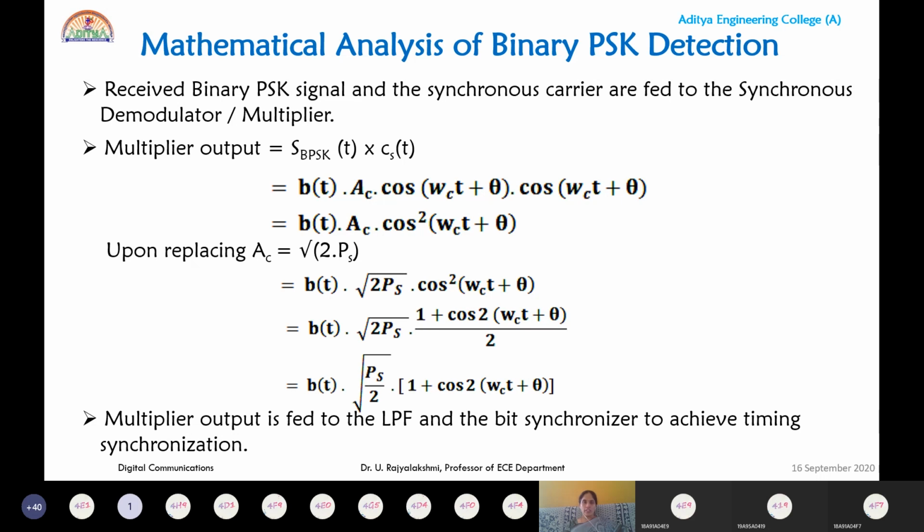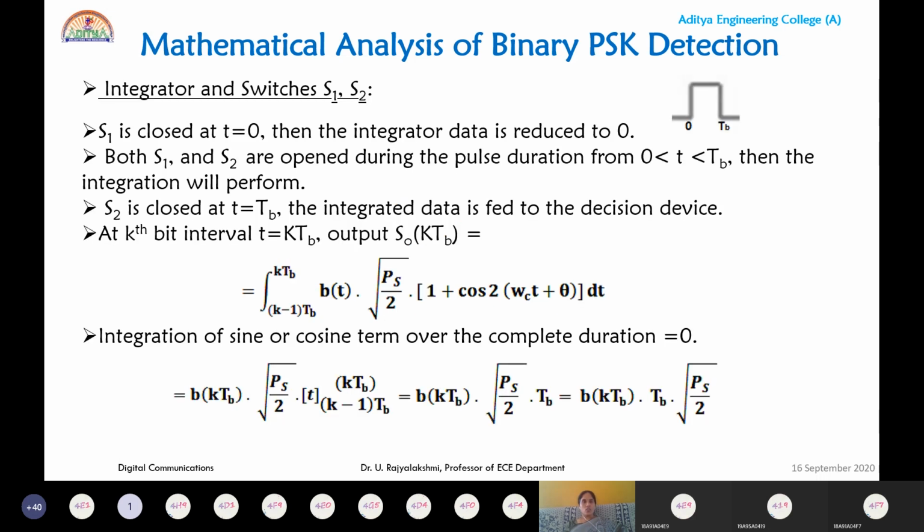Now this multiplier output is fed to the low pass filter and bit synchronizer to achieve timing synchronization. The multiplier output is simultaneously fed to the bit synchronizer and low pass filter. Let us see the integrated output. This low pass filter will perform the integration. Already I told you that the bit synchronizer generates a series of pulse train. Let us consider one pulse having bit duration Tb, and it starts from 0 and ends at Tb.